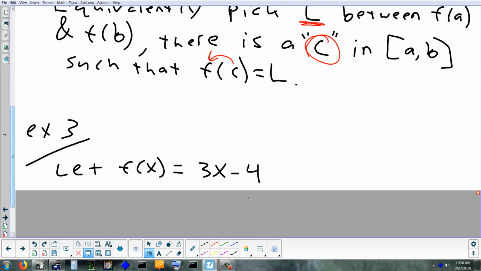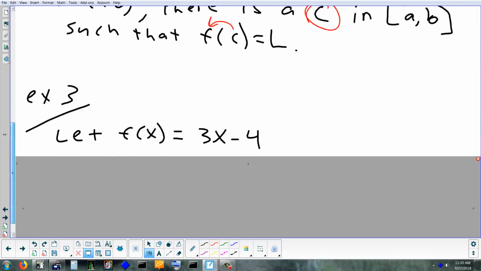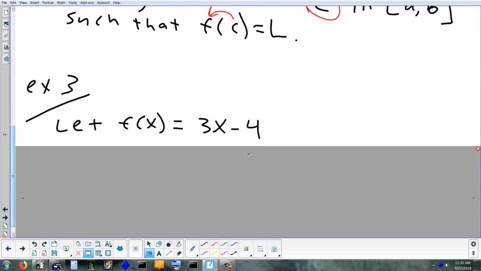How about Justin? I think it's like y equals 3x minus 4. It would just be a straight line. Yeah, it's a line with a slope of 3 and a y-intercept of negative 4. Okay. So we know that lines are continuous. So I'm giving you a problem that applies. Okay, it's a continuous function.